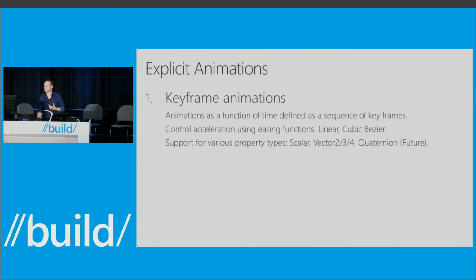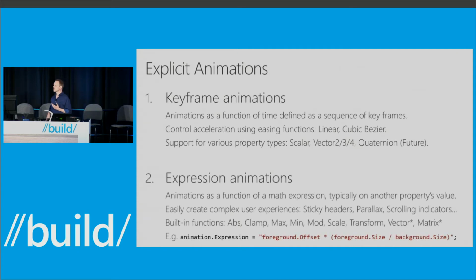So let's go through this pretty quickly. There's two kinds of animation we support. Firstly, keyframes. I'm not going to dwell on this. It's pretty straightforward. We support different easing functions, and we support different value types that we can animate. The more interesting kind of animation that we support are expression animations, and this is where you want to relate an animation on one object to an animation on another object.